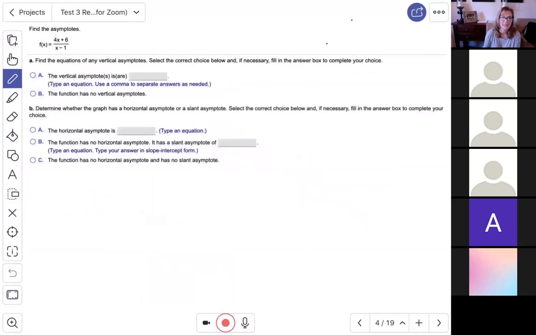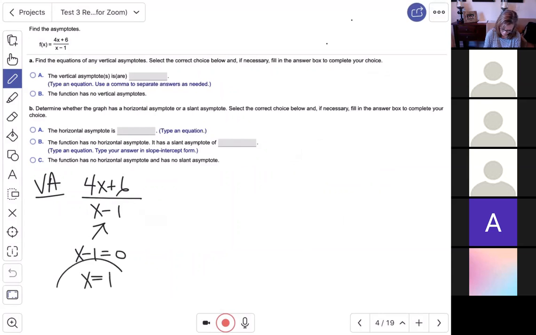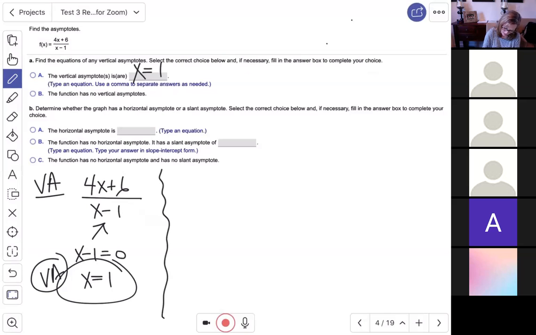Okay, here's another one. Kind of same thing. Vertical asymptote is only the denominator. Okay, numerator has nothing to do with the vertical asymptote, just the denominator. Set it equal to 0 and solve. That's it. X equals 1. Okay, nice and simple. So x equals 1. Okay, and now let's do horizontal.